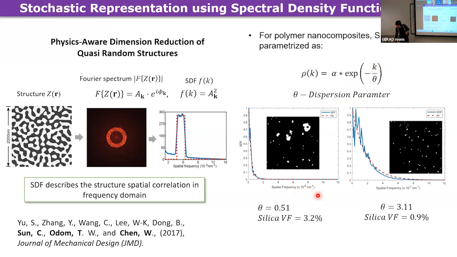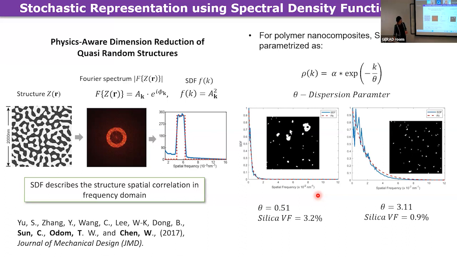And these three variables are sufficient to describe, in this case actually two variables, theta and the volume fraction, the differences of the dispersion status. And there's no restriction on the type of particle shape. It could be very complex. It doesn't have to be circular, okay? So with very low dimension, we can now design this morphology by converting this into what we call a stochastic representation.